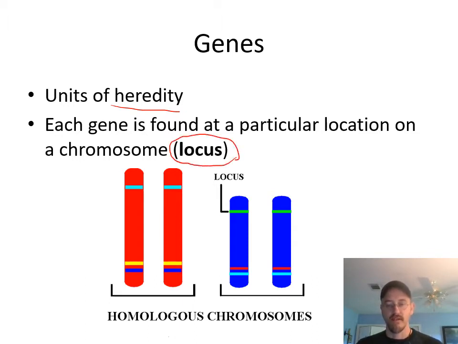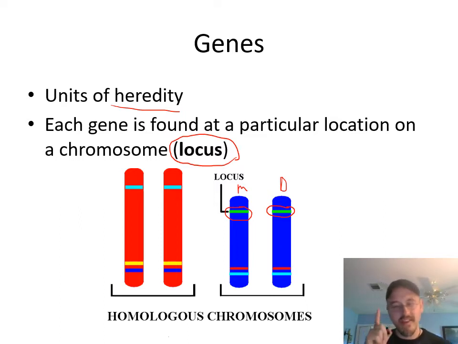Now, what's cool is here's a set of homologous chromosomes. At this locus is a gene. Let's say it's a gene for eye color. Let's just be easy here. The same gene will be found right here on the other homologous chromosome. So if this one came from mom and this one came from dad or whatever, those are the same genes.